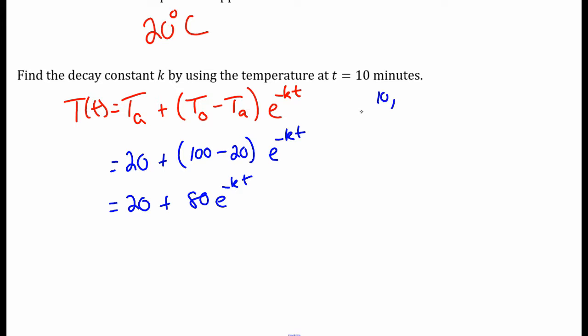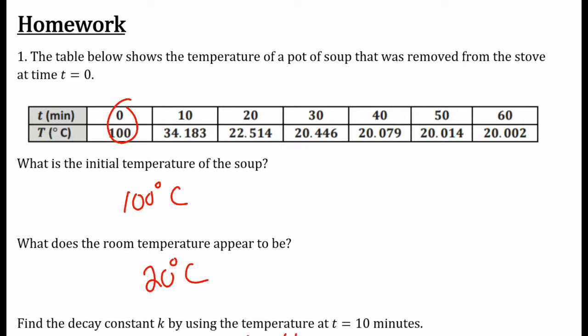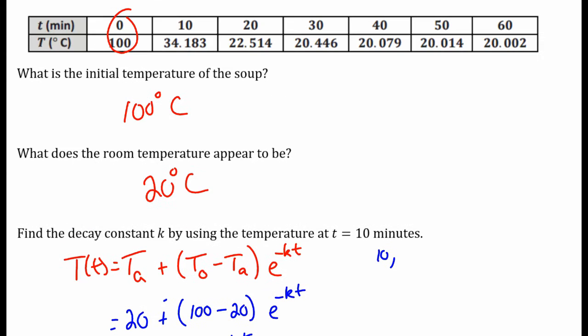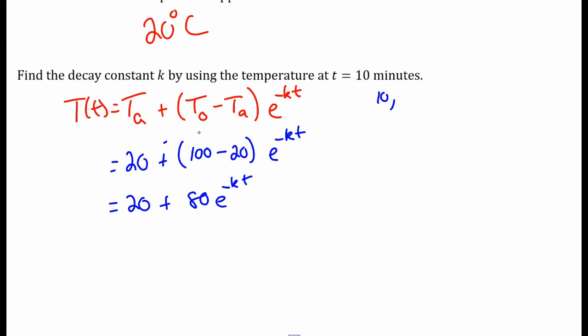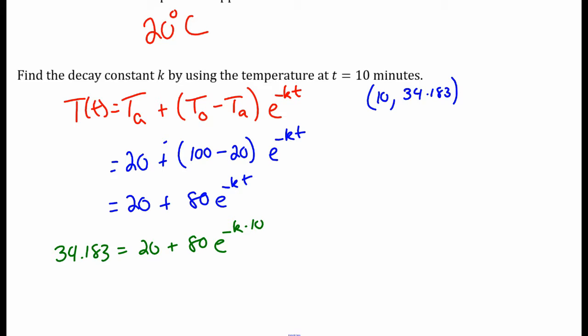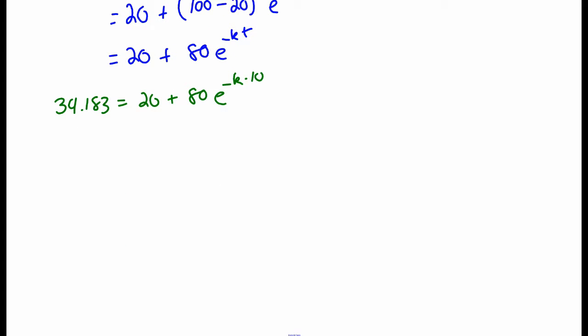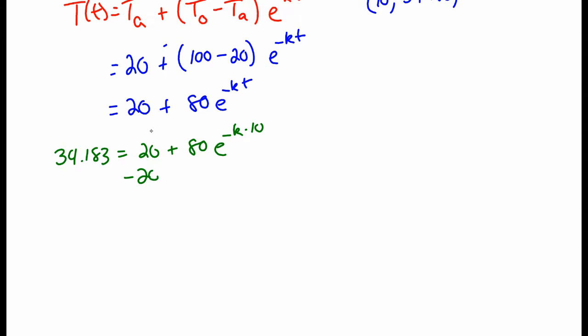And at 10 minutes, the soup is approximately 34.183 degrees Celsius. So this lets me set up the equation. 34.183 equals 20 plus 80 e to the negative k, I don't know what k is, times 10. Well, I'm going to subtract 20 over and get 14.183 equals 80 e to the negative 10k.